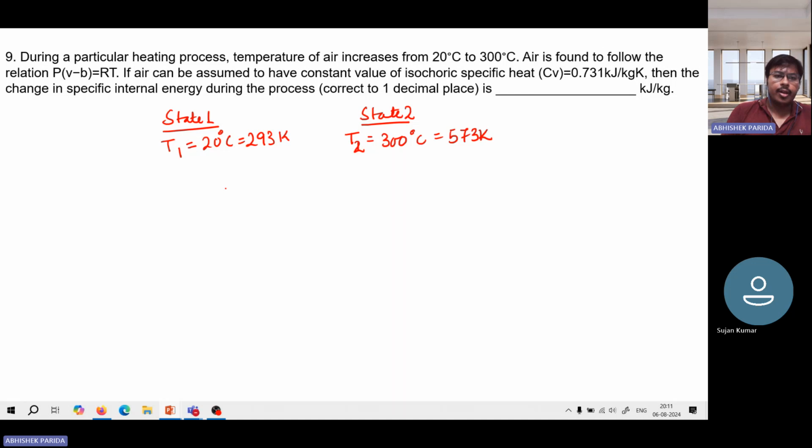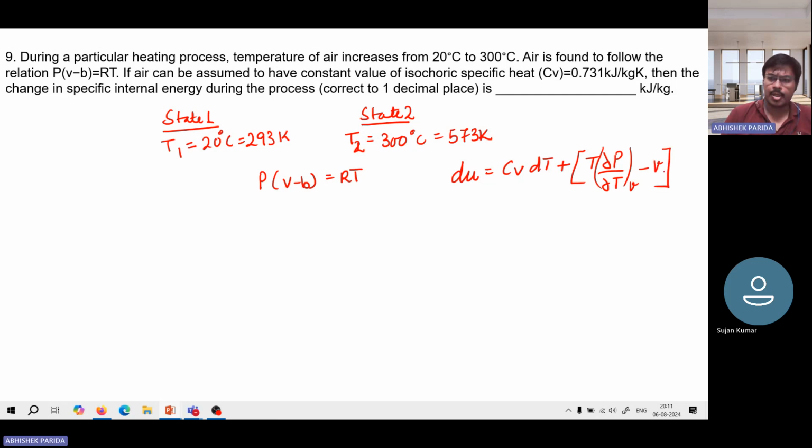Okay, so these are state 1 and state 2. We are following the PVT relation as P into (V minus B) is equal to RT. And we have the specific internal energy formula, Cv dT plus, tell me what is the formula? T into ∂P by ∂T at constant volume minus P, at constant, I think V or P. It's P, sir. Yeah, it's constant volume.